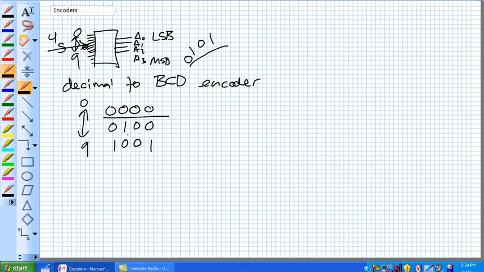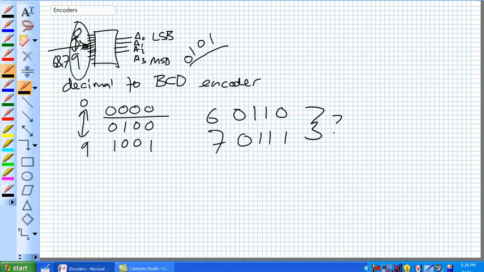Okay, so priority. The problem with encoders is you've got a bunch of inputs here. Which one is it going to represent if, let's say, the 6 and the 7 key are pressed simultaneously? Well, we don't know unless you've established some priority. So for 6 you would expect 0, 1, 1, 0, and for 7, 0, 1, 1, 1. Which one is it going to be if they're pressed simultaneously? Well, the answer is the highest priority.